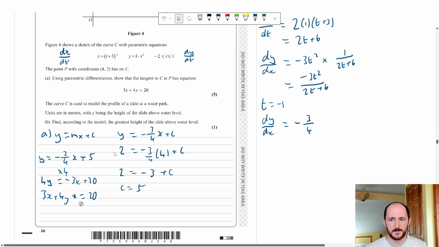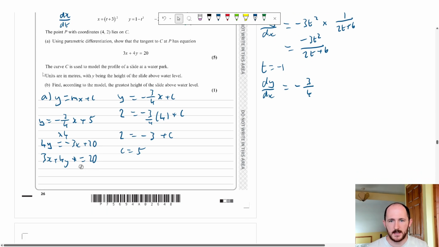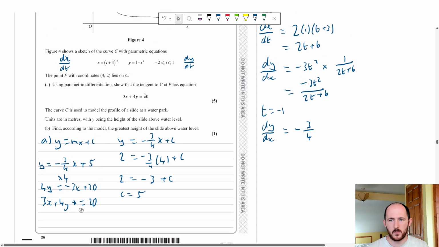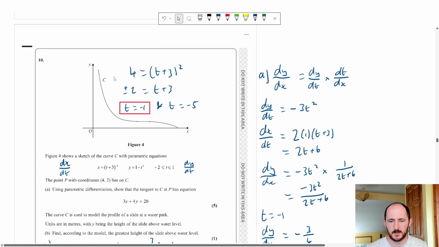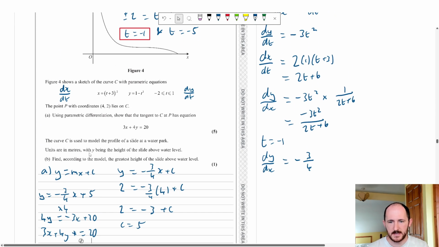Nice. Perfect, okay. So, it says here, the curve C is used to model the profile of a slide at a water park, so that's probably the beginning of it. Units are in meters, with y being the height above water level. Find, according to the model, the greatest height of the slide above the water level. Okay, there's a few things we can do here. We could set dy by dx equals 0, and then find the maximum that way, because we find the t value for the maximum. In fact, that's probably the best way to do it.